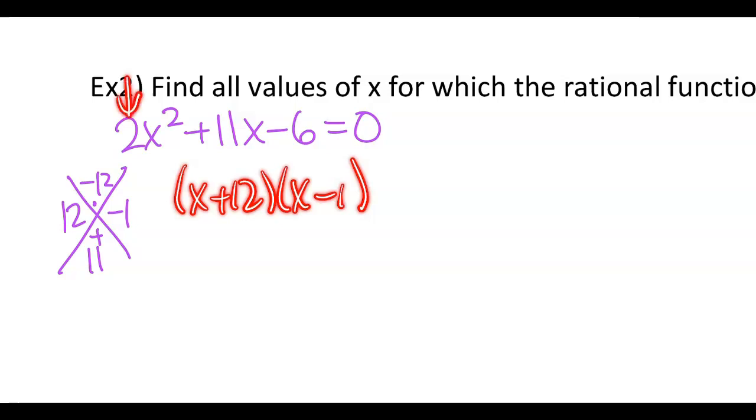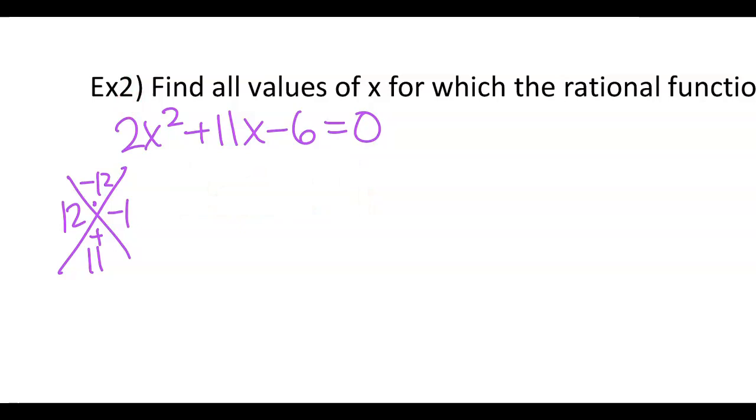Okay, so this 2? It's not 1. What is this called? It begins with an L. It's your leading coefficient. So it's the number that's in front of your highest exponent. So this is your leading coefficient, guys. So when your leading coefficient is something other than 1, you have to factor by grouping.